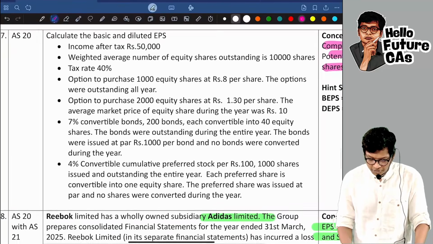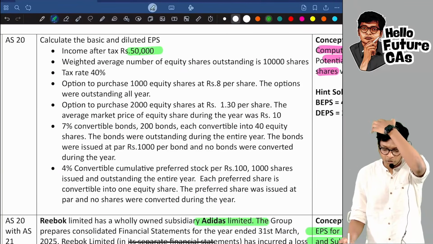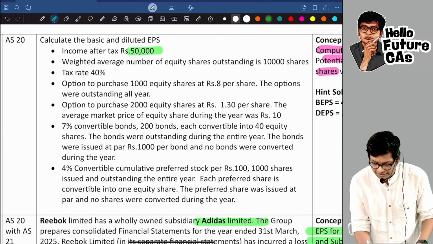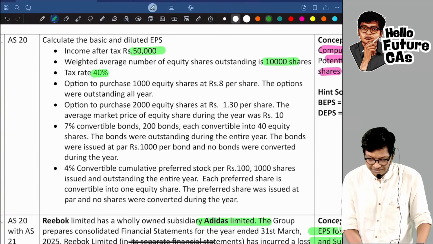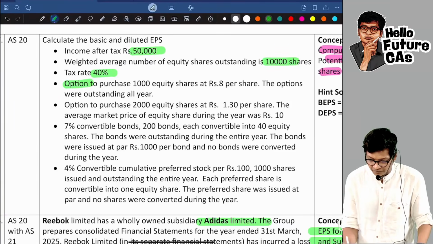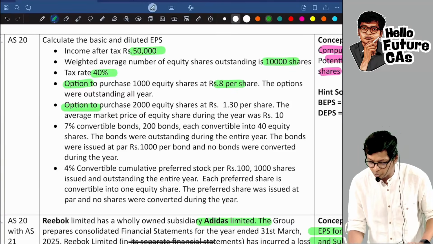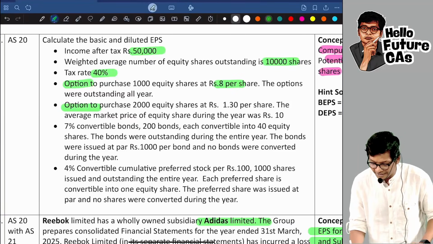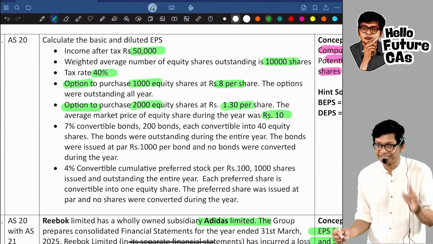Look at the question quickly. We will run through it, guys. They have given the net profit, the profit after tax. Then they have given the equity shares, 10,000 shares. Then the tax rate is given. Two options are given. One option is at 8 rupees per share, 1,000 shares, the other 2,000 shares, and the market price of the option is 10 rupees.